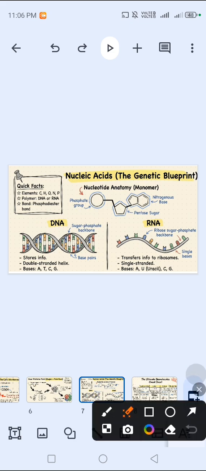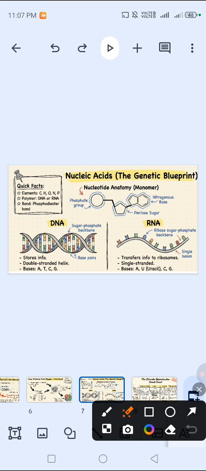So DNA, you learn about that. Their main function is to store information, and it is a double-stranded helix, and the bases found here are this. And the major difference is that in DNA there is thymine, but in RNA there will be uracil, and DNA is a double-stranded helix, and RNA is single-stranded. Okay, and transferring information to the ribosome is the main function of RNA.